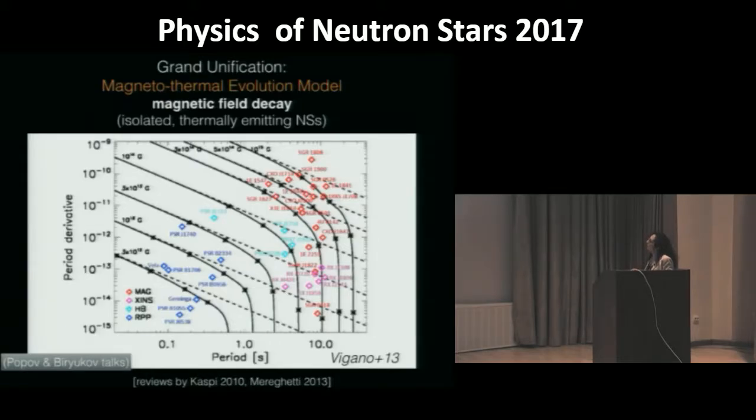So what you're seeing here on the P-Pdot diagram are curves that correspond to different values of the magnetic field, ranging from 3 times 10 to the 12 to about 10 to the 15 Gauss. These dashed lines are lines of constant magnetic field, but they take into account the evolution of both the temperature as well as magnetic field decay. So this study shows the importance of coupling the temperature and magnetic field evolution, and particularly the Hall effect for magnetars, in order to unify these subclasses.